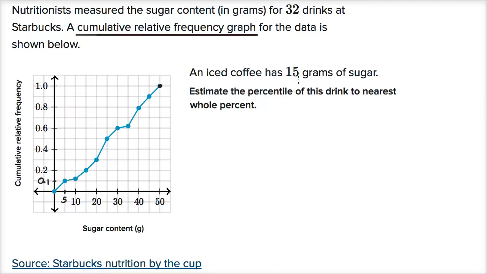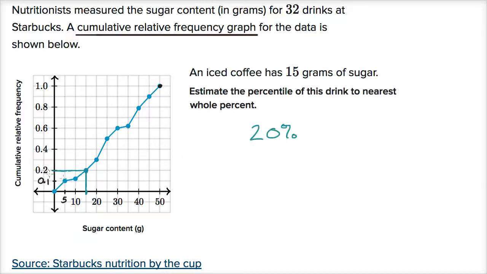An iced coffee has 15 grams of sugar. Estimate the percentile of this drink to the nearest whole percent. So an iced coffee has 15 grams of sugar, which would be right over here. Let's estimate the percentile. They actually have a data point right over here, and we can see that 20%, or 0.2, of the drinks that Starbucks offers have 15 grams of sugar or less. So the percentile of this drink would be 20%.